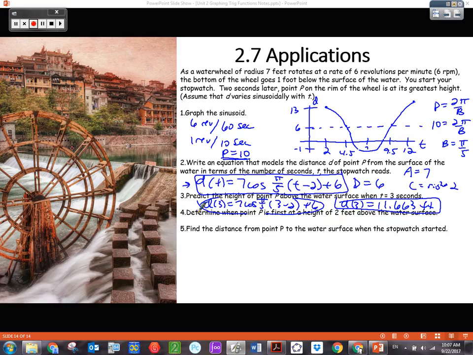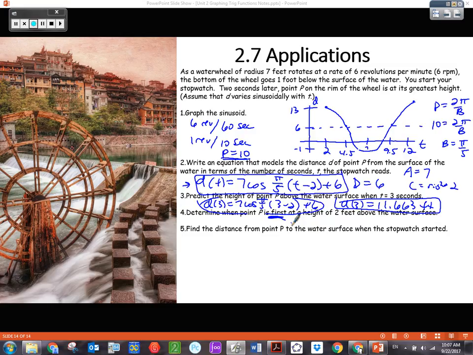Okay? So let's look at number 4. It says, determine when point P is first at a height of 2 feet above the water surface. Okay, so let's see, what is that asking us? So determine the point P when it is first. Okay, this is significant. The word first. At a height of 2 feet above the surface of the water.